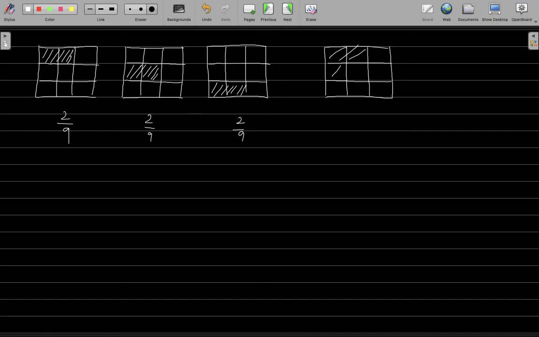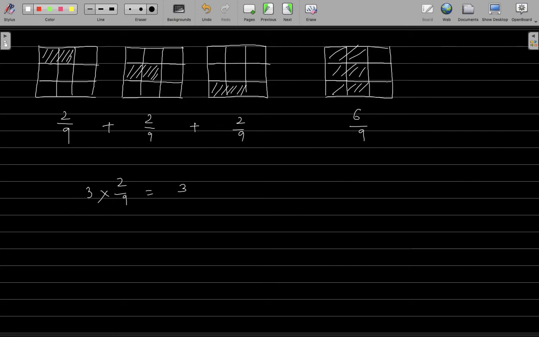first 2, then the next 2, then the next 2, right? So how many have I chosen here? When I am adding these 3, I am going to get 6 by 9. Let us see if we are going to get the same result when you multiply. So I have taken 2 by 9 how many times? 3 times, right? When I am adding them, 2 by 9 plus 2 by 9 plus 2 by 9, I am taking them 3 times. So I'm multiplying it. That's how you write 3 times 2 by 9.